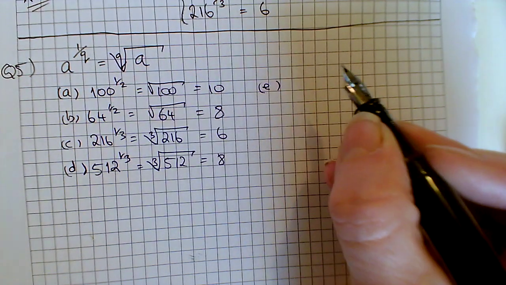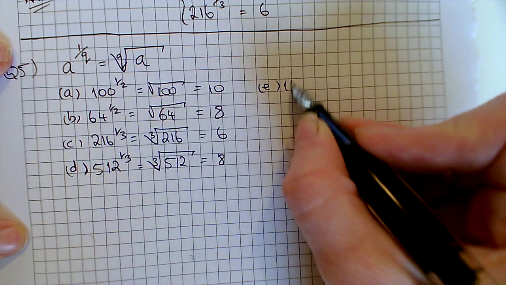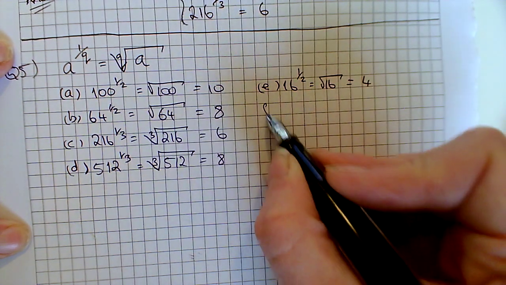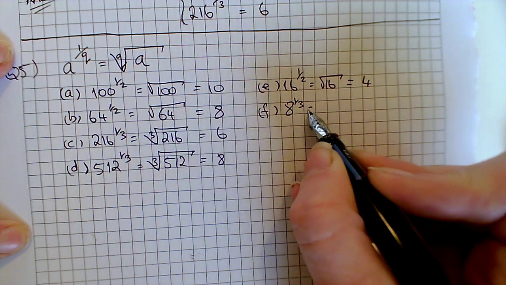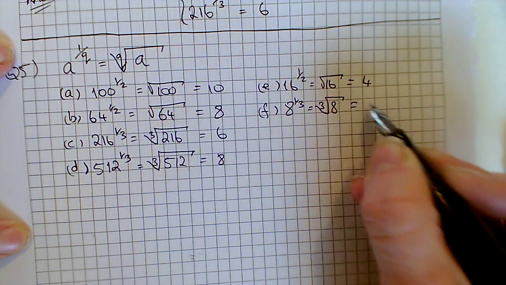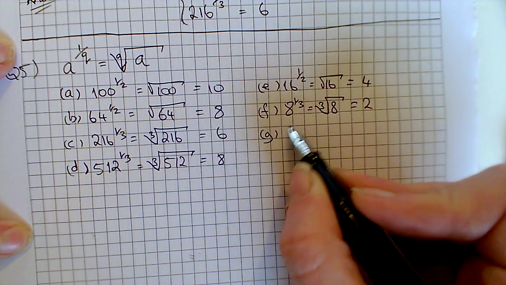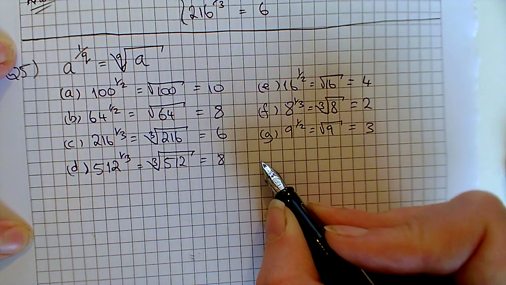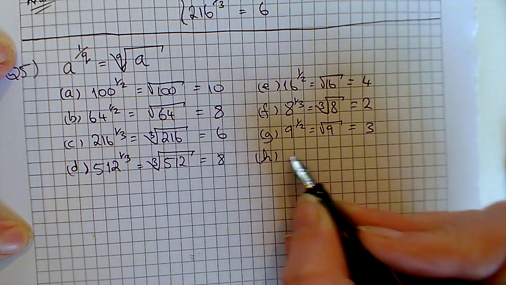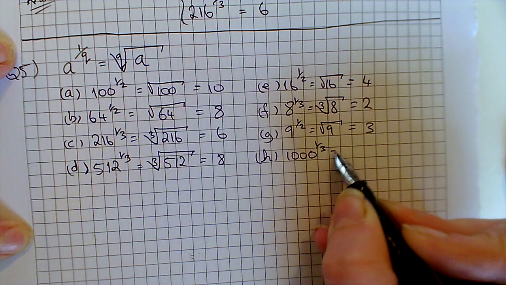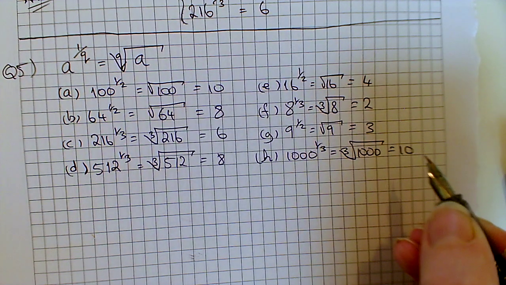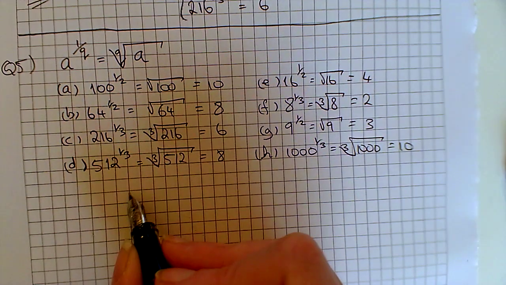Let's go over here. 16 to the power of a half means the square root of 16, which is 4. 8 to the power of a third means the cube root of 8, which is 2. 9 to the power of a half means the square root of 9, which is 3. 1,000 to the power of a third means the cube root of 1,000, which is 10. And we have two more.